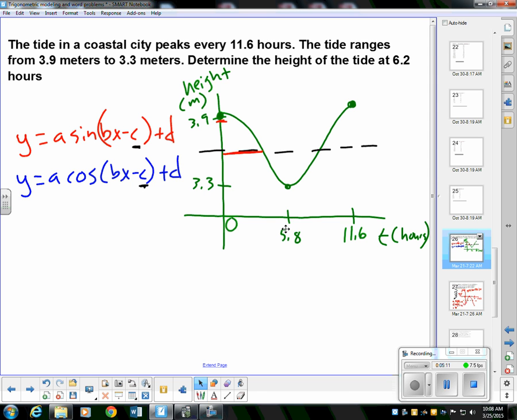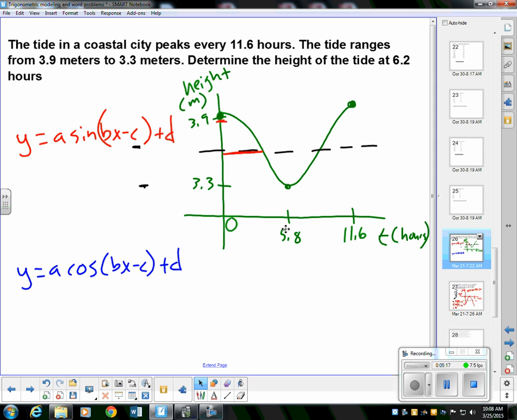So just because of that fact alone, we are better off using the cosine equation as our model here. Again, we could have used sine, but we would have had to figure out that horizontal shift, and it's doable, but we want to avoid that if we can. So this is why we're going to choose cosine instead of sine.